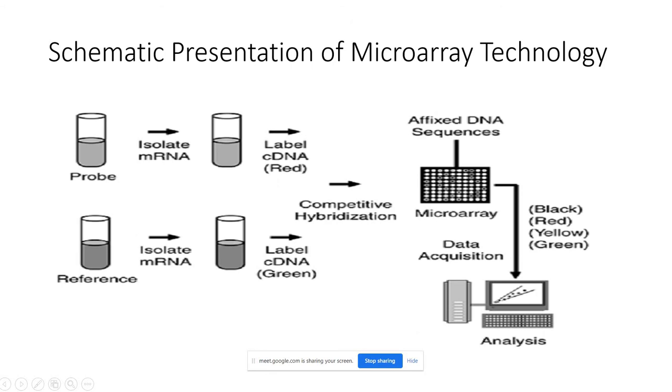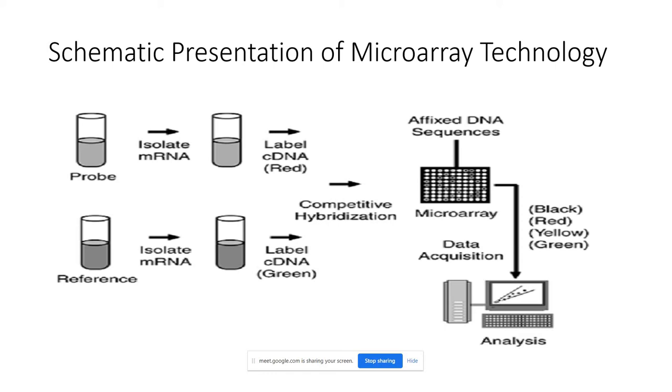This is the schematic presentation of microarray technology. We also discussed this in the last class. In this scheme, the mRNA is isolated from the DNA. This mRNA is then used to produce the cDNA. The corresponding cDNA of the mRNA is obtained and colored with dyes. Here the upper one is the sample that is colored by red dye.